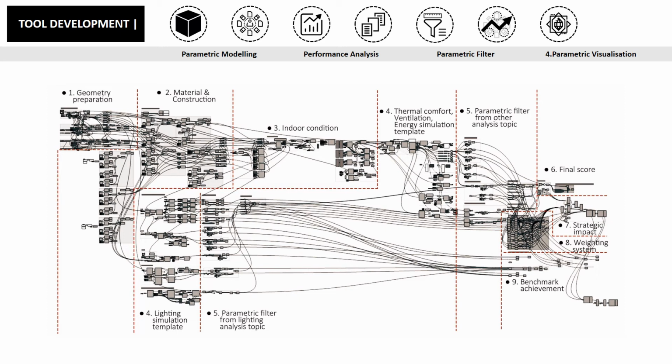One is the parametric modeling, which aims to input geometry data as controller. The next stage is performance analysis by setting up the selected BPS template. The third stage is to apply the customized weighting system as parametric filter. Finally, the parametric visualization aims to simplify the strategic impact. Once the tool gets prepared, the only work left will be the EIM results analysis and prove the assumption.